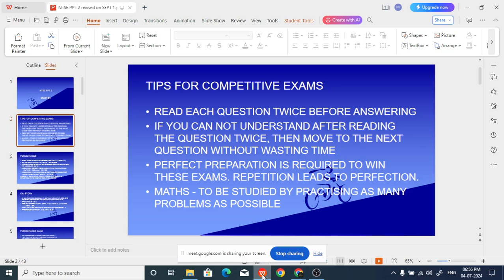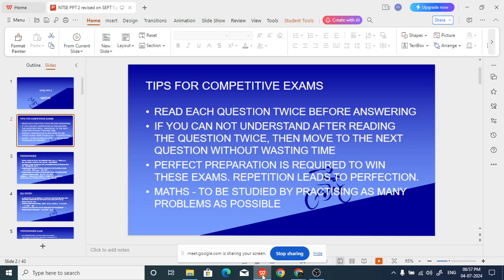Perfect preparation is required to win these exams. And when will you become perfect? Repetition leads to perfection. Yes or no? Who makes better chapatis, your sister or your mother? Mother. Why? She has experience. Experience, repetition. She has repeated so many times, feeding you and your family. So repetition leads to perfection. You should keep that in your mind.